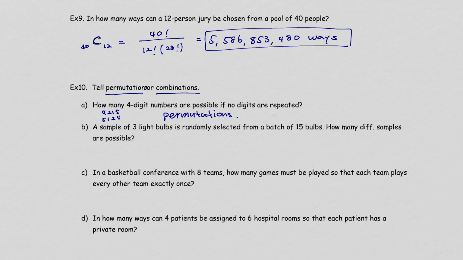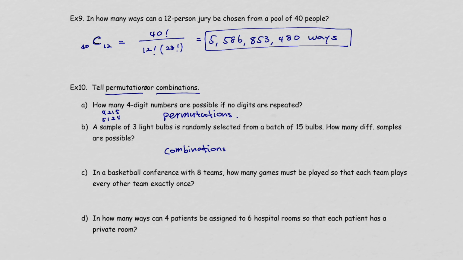So the next example: 3 light bulbs are randomly selected out of 15. So 3 light bulbs, this is a group of light bulbs, just 3 out of 15. No order. Order does not matter, so this is going to be combinations.